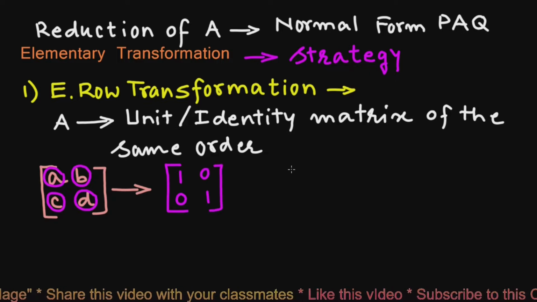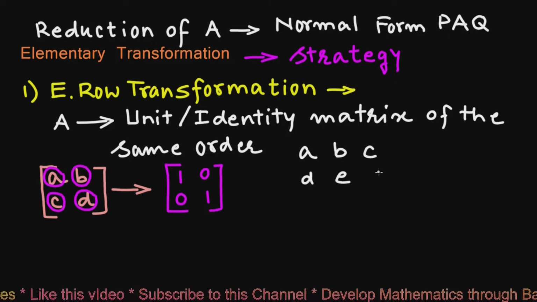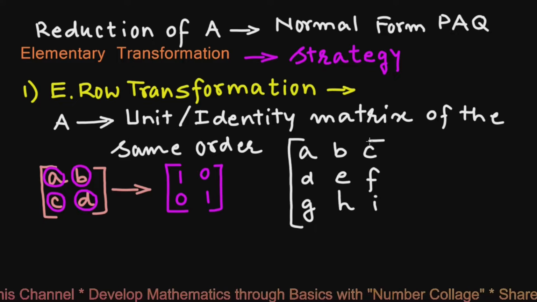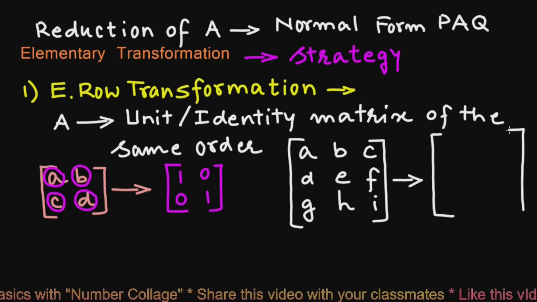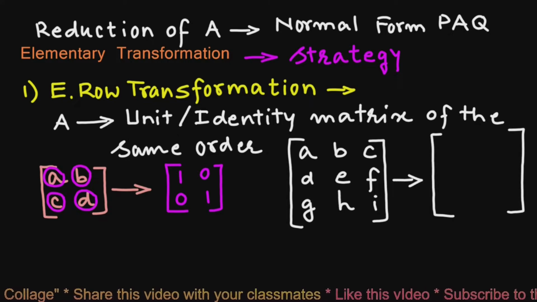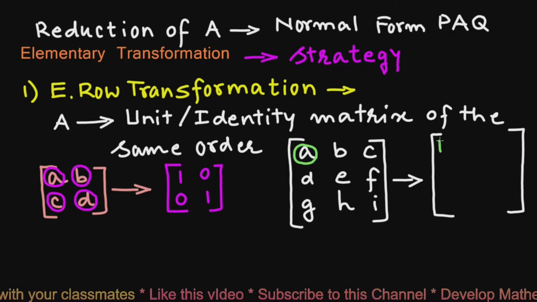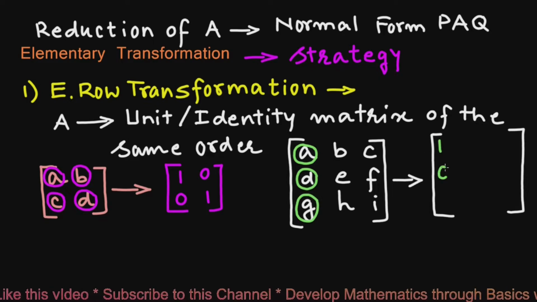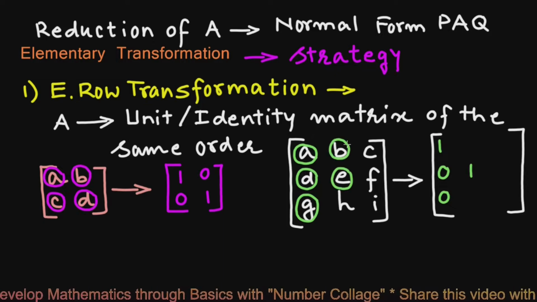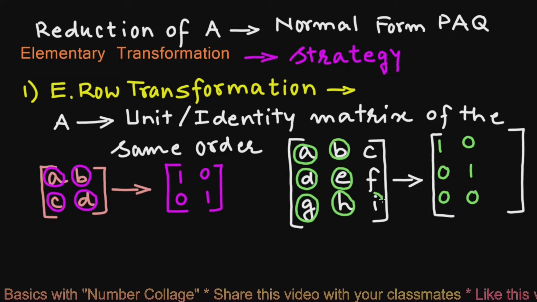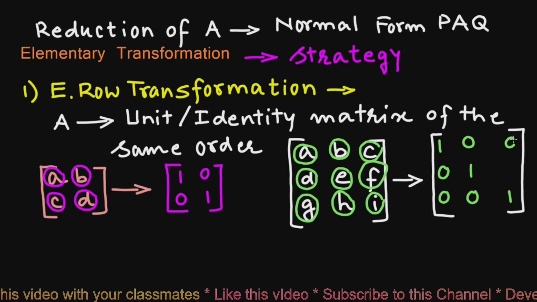to 0. If we are given a 3 by 3 matrix A, B, C, D, E, F, G, H, I, and when we want to convert this matrix into identity matrix of the same order 3, then we have to plan our row transformations in such a manner that we first convert this A into 1, then this D and G each 0, then we have to convert this E into 1, then this B and H into zeros, then we have to convert this I into 1, and finally this C and F to 0 each.